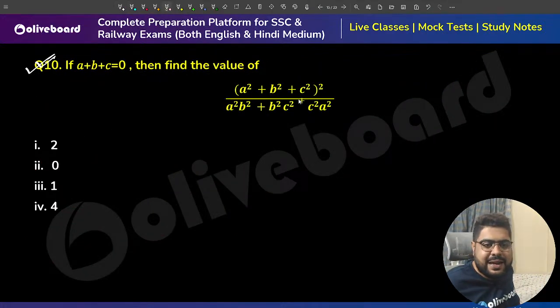Acha, a little bit of a printing issue, sir. This is actually plus here. A plus B plus C equal to 0.